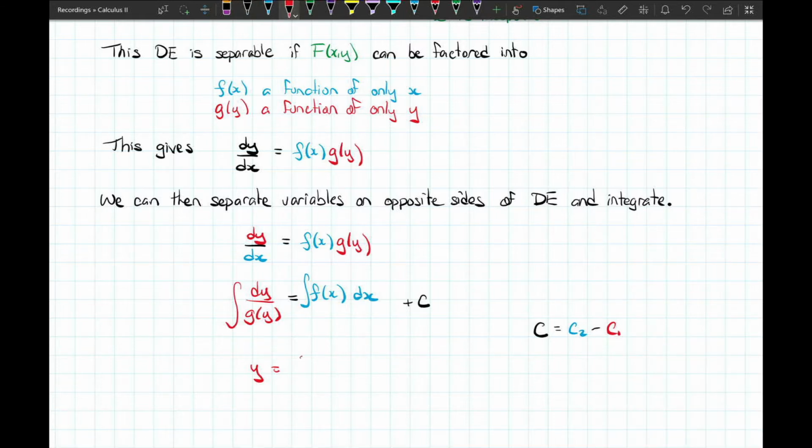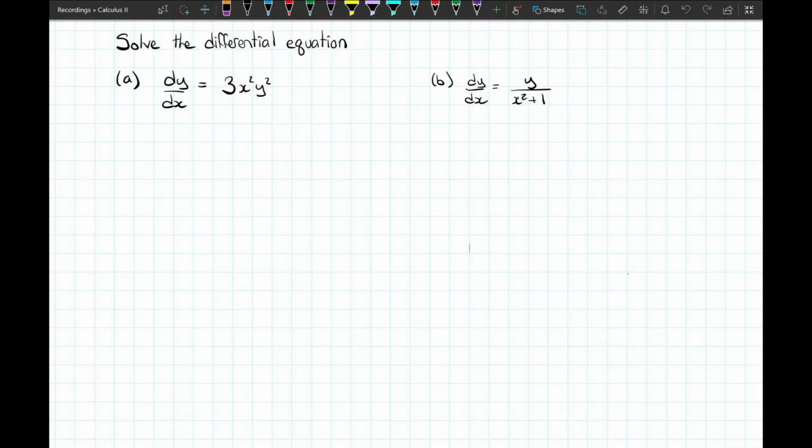All right, so let's do a couple examples and see if we can come up with a solution of the form y equals some expression to a differential equation that is separable. In this first example, dy/dx equals 3x squared y squared. Well, we can see that that is easily factored into separate functions of x and y. Actually, it's already factored for us. It's just a matter of where we want to place that 3. It doesn't really matter too much.